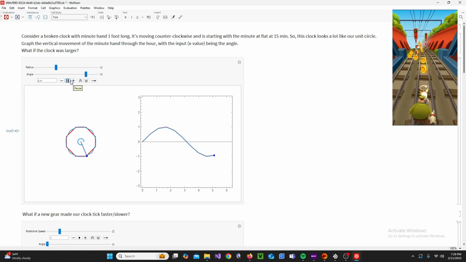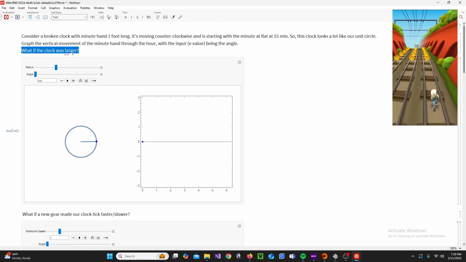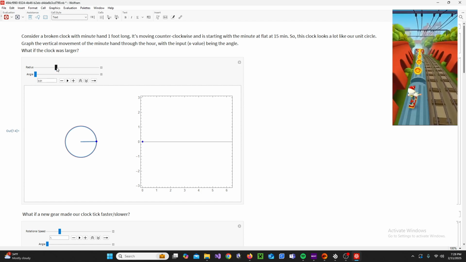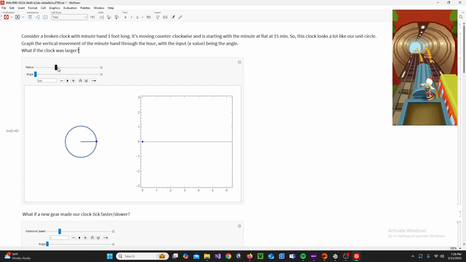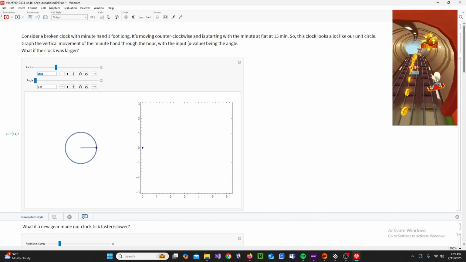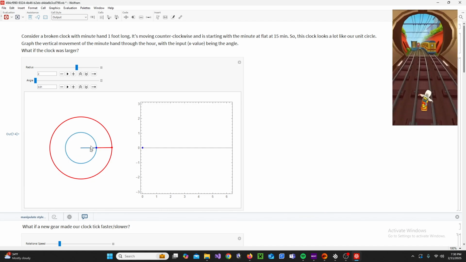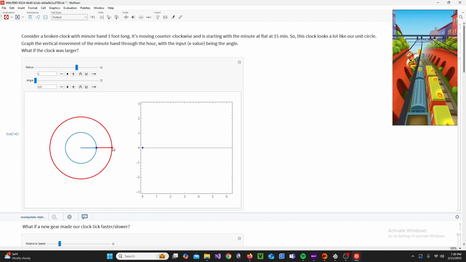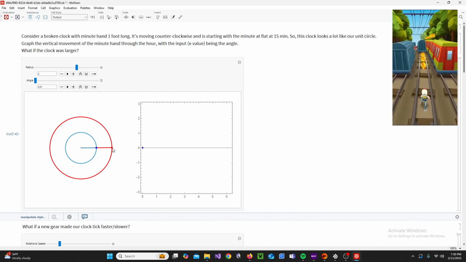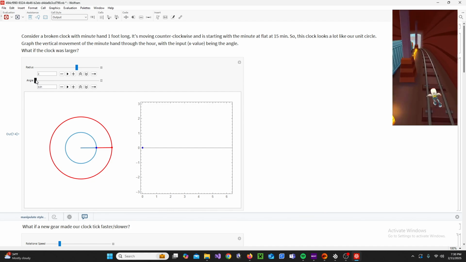Okay, now this prompt right here: what if the clock was larger? So what if I compare a clock whose radius is 2 feet to my clock with radius 1 foot. Now the blue one is the one that we started with, and this red one that I just made is the larger clock with radius 2. Let's keep graphing the y values of both and see how they compare.